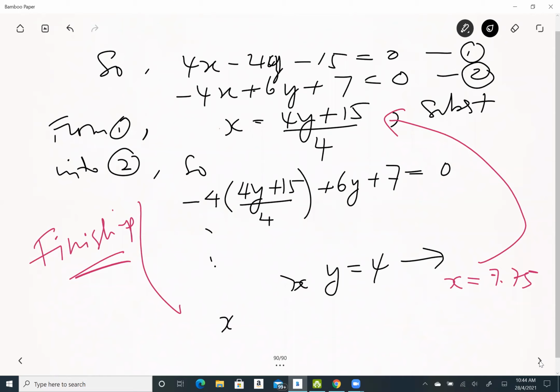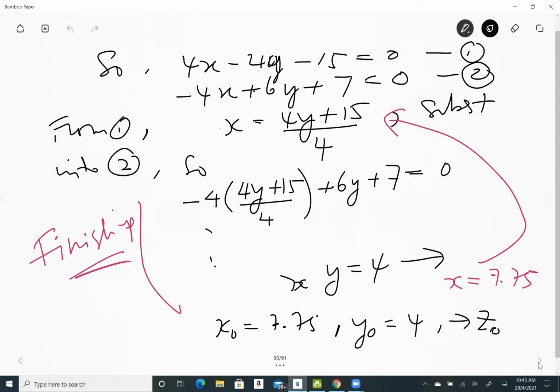So that is the critical point: x0 equal to 7.75, y0 is equal to 4. And of course, here you find z0: substitute into the original function. So you have the critical point, there is only one. What we do next is get the second partial. So now let's go find the second partial.